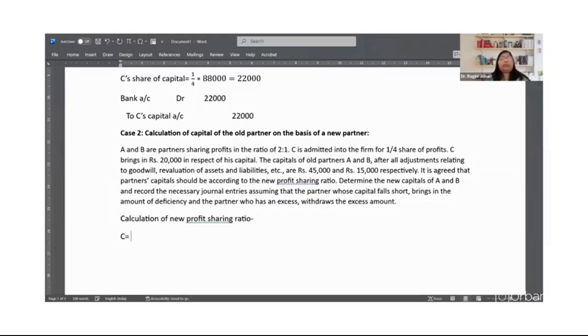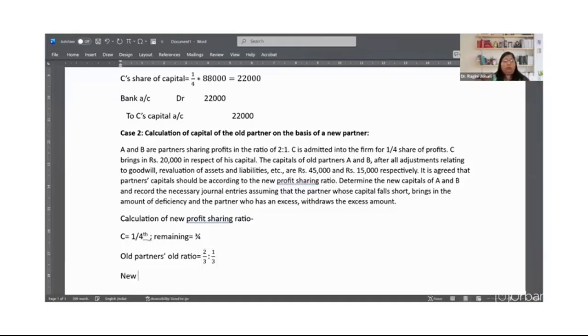Now, C is coming with a profit share of 1/4. So the remaining share in the profit is 3/4. Now this 3/4 share will be distributed among the old partners in their old ratio. Let me write like this. So for A and B, this ratio is 2:1, that is 2/3 to 1/3.